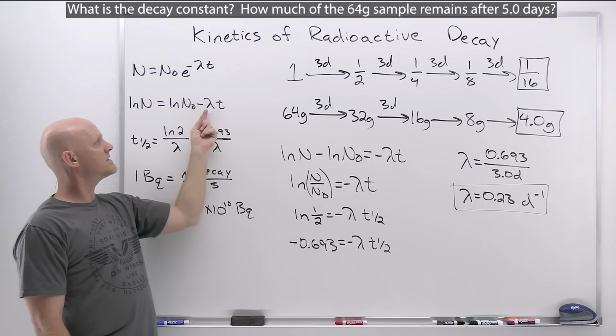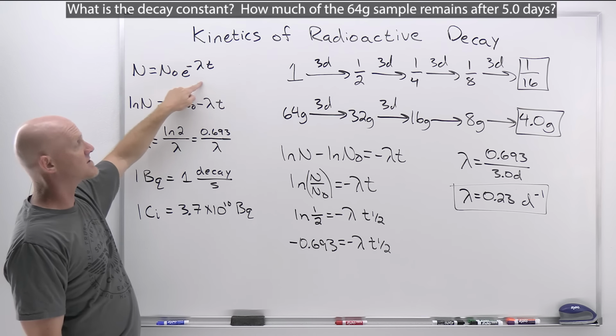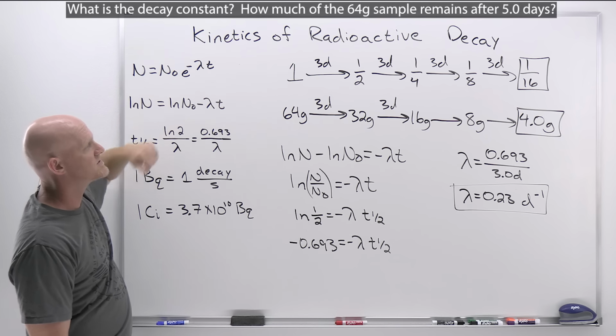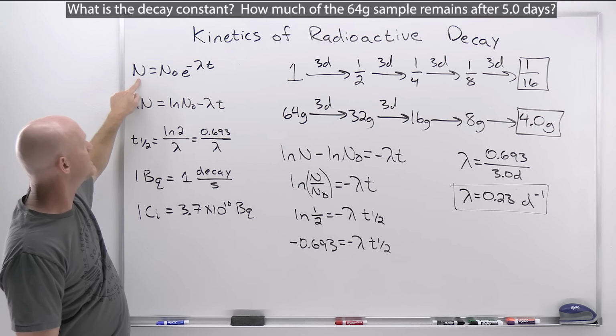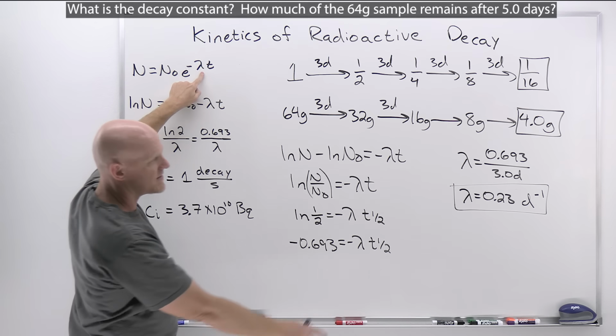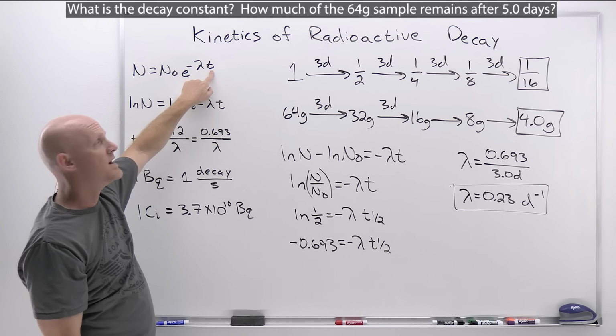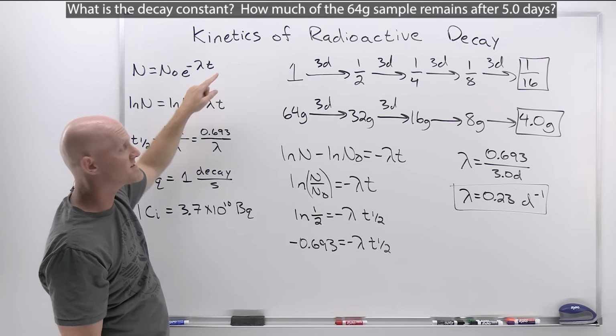Now, if you're solving again for lambda or t, you'll want to use the second equation. If you're solving for n or n naught, it's going to be easier to use the first equation. So, and that's what we're doing here. We're going to be solving for n, given that n naught is 64 grams. We know our decay constant now because we solved for it. So, and then we'll plug in 5.0 days. We just have to make sure the units on our decay constant and time match.